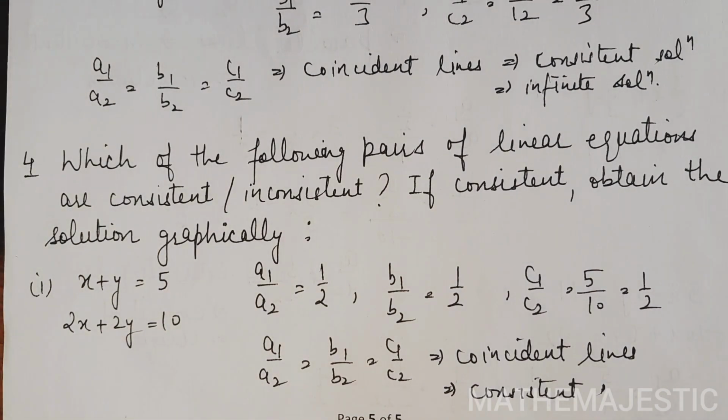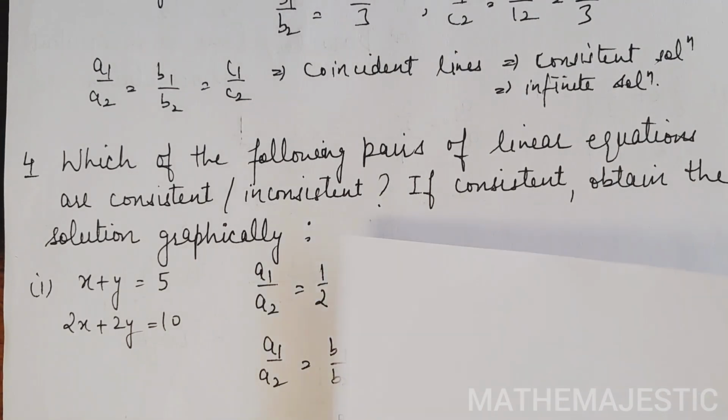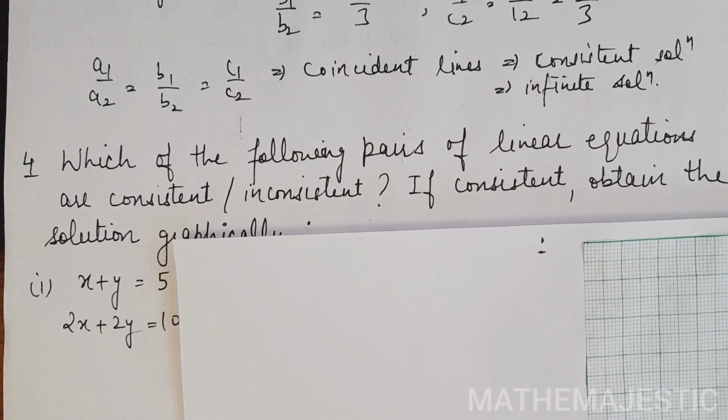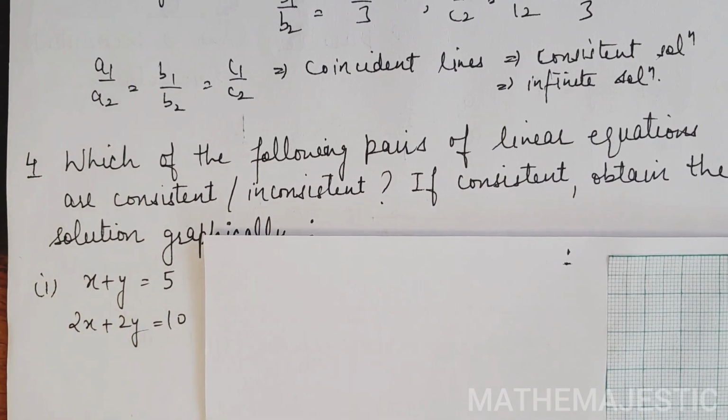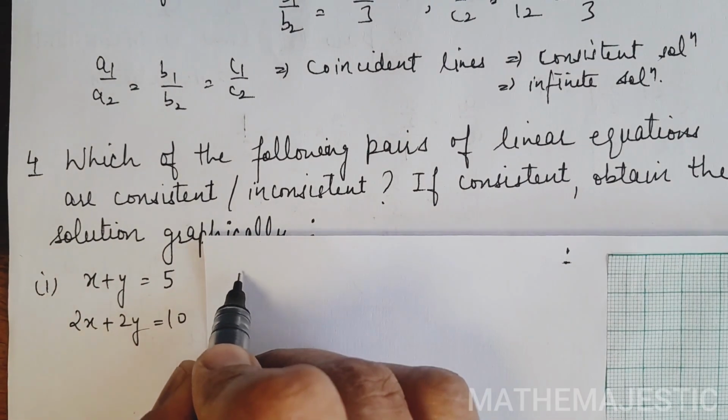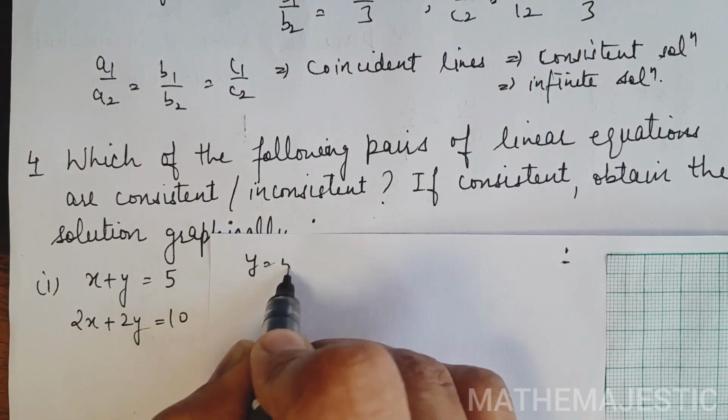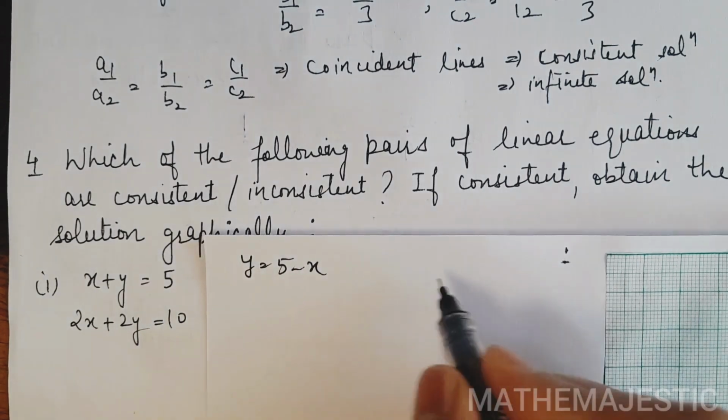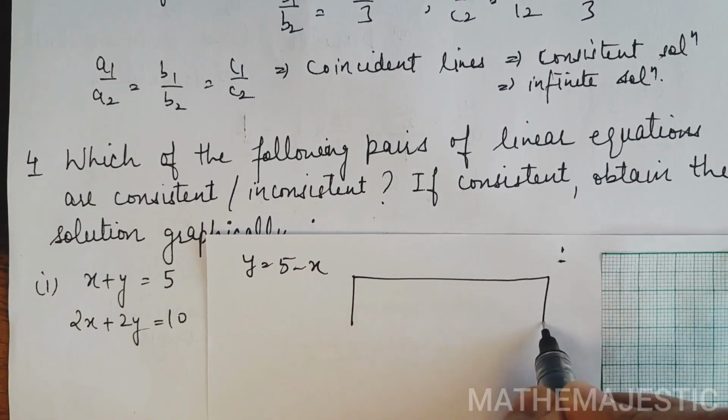So now we will make the graph of these linear equations, using the method we opted for in question number 1, in a similar manner. So how will we make the graph of this? These are two equations. From the first equation we can find y will be 5 minus x. So first we will make the table of this.